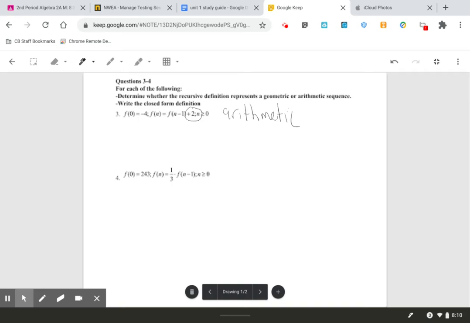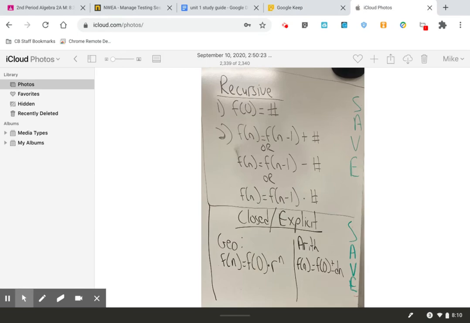Whereas in number 4, this is my starting term, but the key is this right here: 1/3 times, key being times. So that means number 4 is a geometric sequence. Once we know that, we can now write the closed form from here.